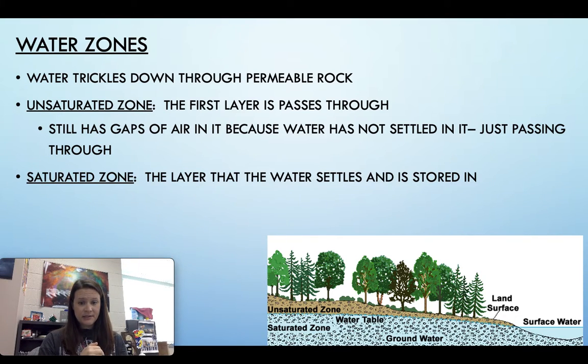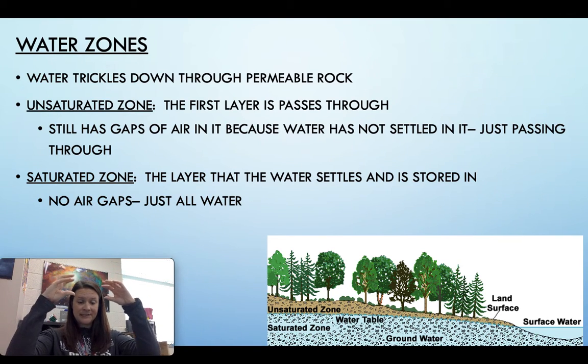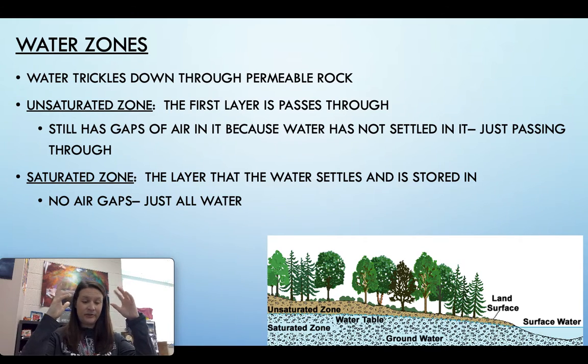And the saturated zone is where it ends up. That's the layer that the water settles in and is stored in. So there's no gaps of air. It's all completely water. So again, water trickles through permeable rock, going through the unsaturated zone, and ends up in the saturated zone. The unsaturated zone stays not necessarily dry, but there's more gaps of air in it than not.